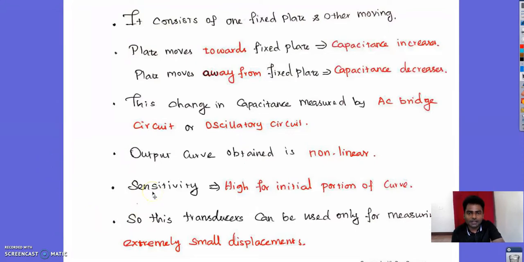Coming to sensitivity, it is high for the initial portion of the curve. At the initial portion of the curve the sensitivity will be very high, so the transducer can be used only for measuring extremely small displacement. The sensitivity will be high only at the starting position, so this transducer can be used only for measuring extremely small displacement.